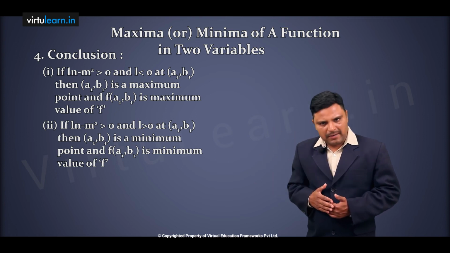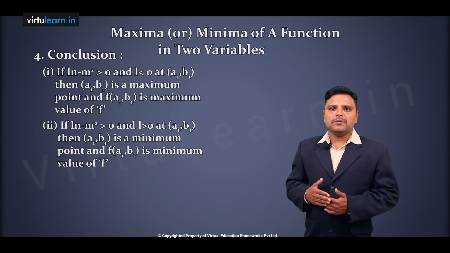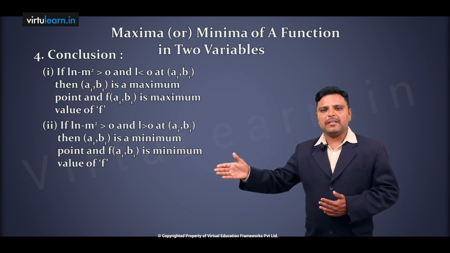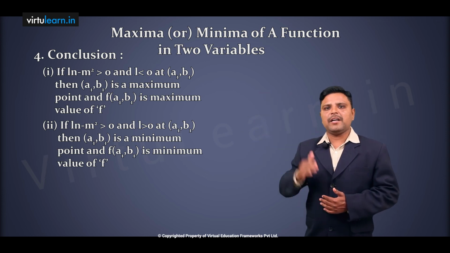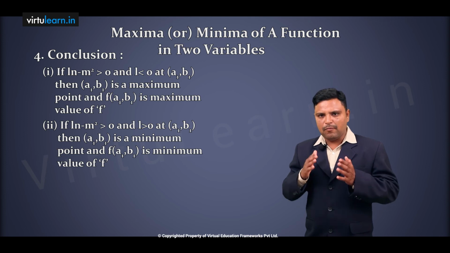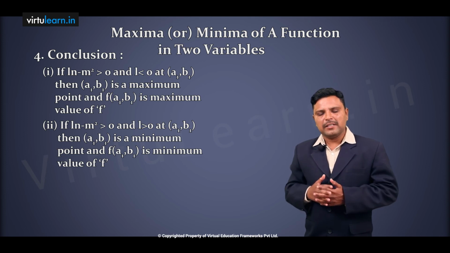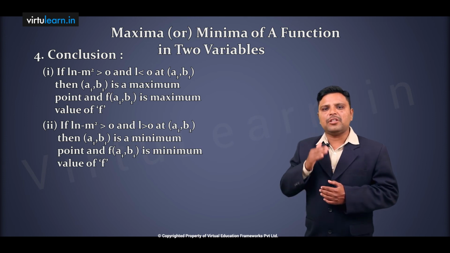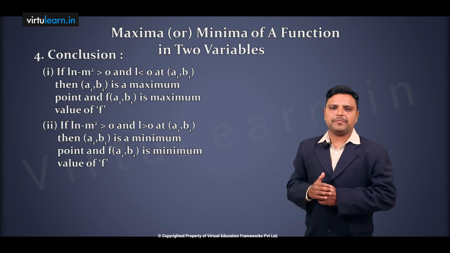Immediately we are checking the l value. The l value: l is less than 0 at (a1, b1). In the first point, l is greater than 0. Now in this point, l is less than 0. Now when should I check the l value? At the given point, if ln minus m square is greater than 0, then only you go for the l value.